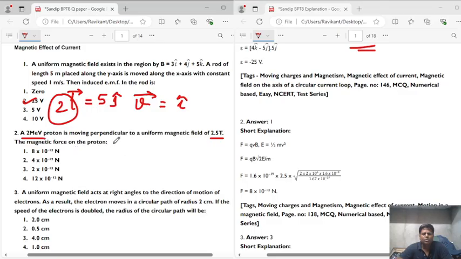The formula for the magnetic force is F = qvB sin theta, right? So q is the charge of the particle, v is the velocity of the particle, B is the magnetic field, and theta is the angle between the v vector and B vector. So in this question, they have given us the magnitude of the magnetic field, right? And they have given us the angle, that it is moving perpendicular to the uniform magnetic field. It means the velocity and the uniform magnetic field are perpendicular to each other. It means theta is equal to 90 degrees.